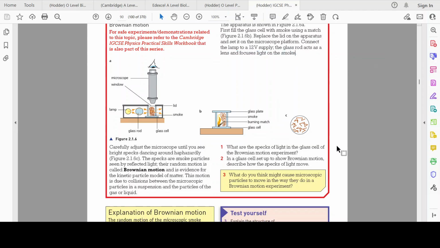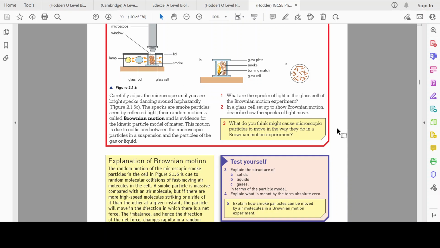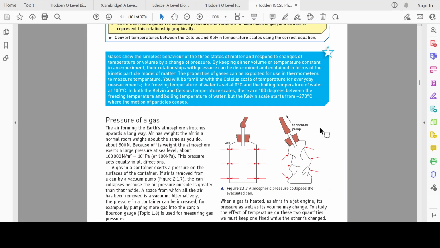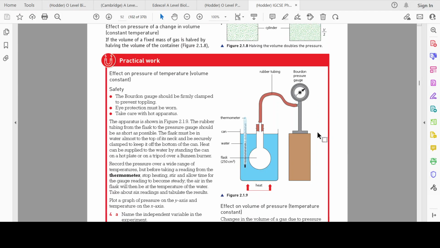So we've understood that. This is the kind of motion. Of course, you won't see squiggly lines. You'll just see the particles moving around randomly. Okay, so that is the practical for Brownian motion.